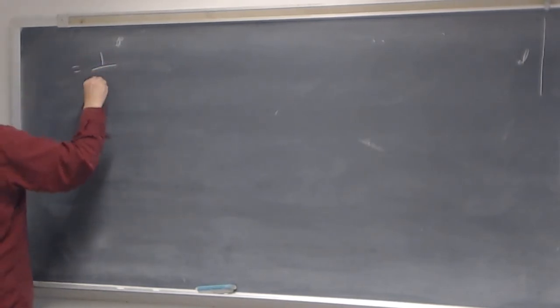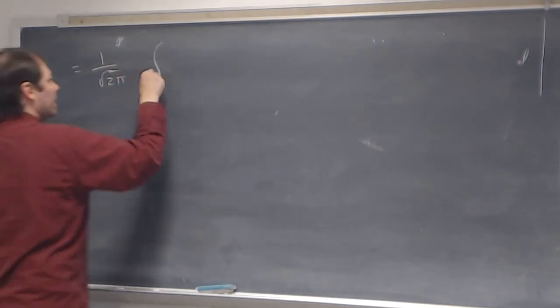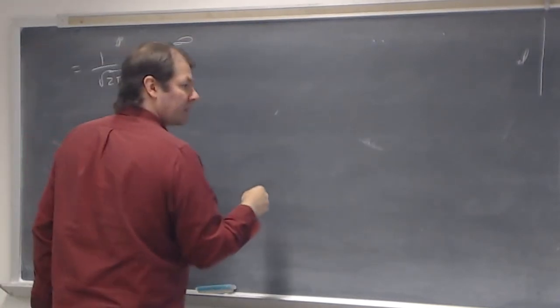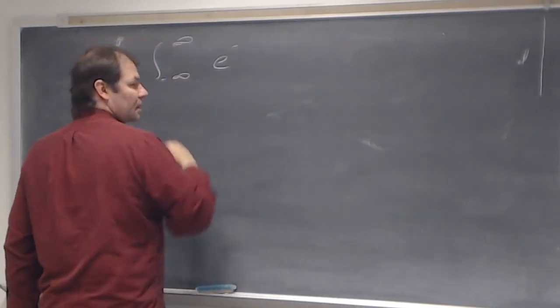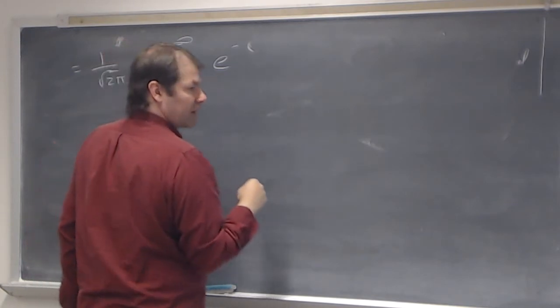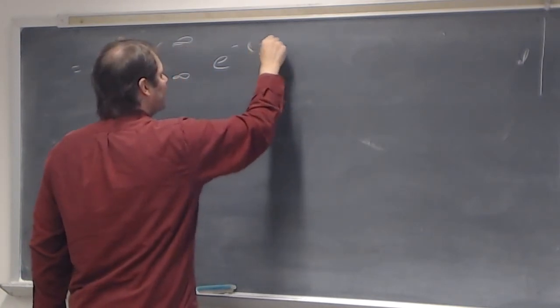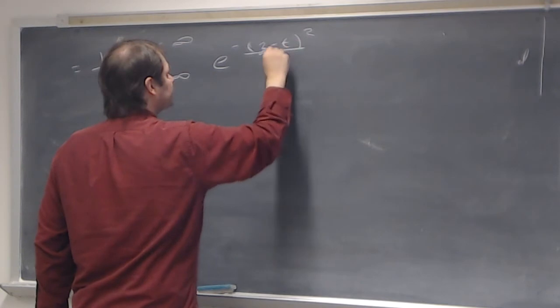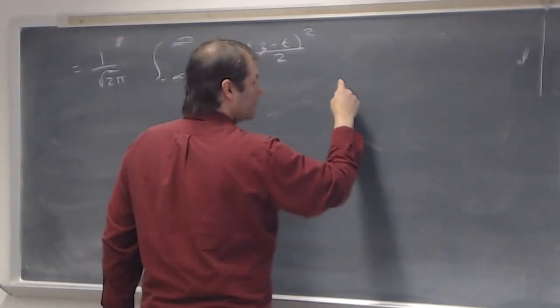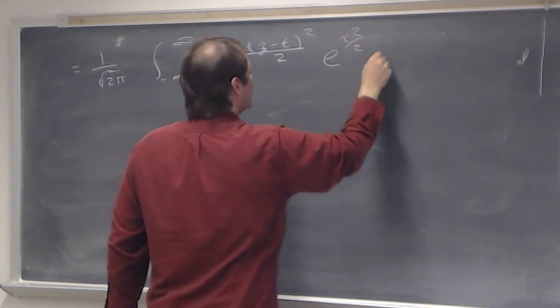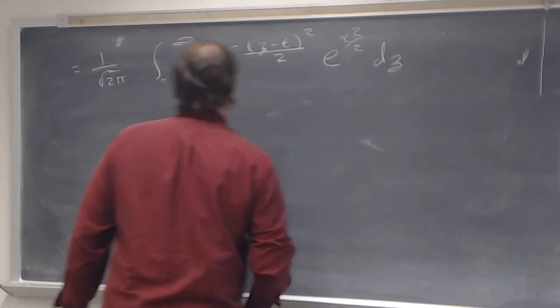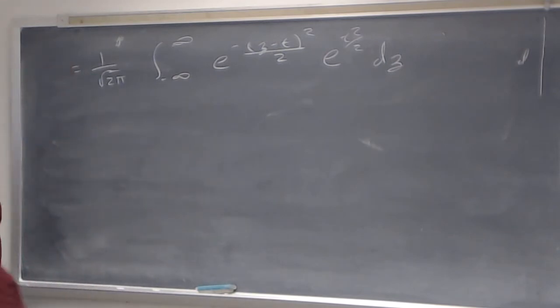Now, that can be rewritten as 1 over the square root of 2 pi, integral from minus infinity to infinity, of e to the minus, and it's a perfect square, so it's z minus t, quantity squared, over 2, and then this is going to be times e to the t squared over 2. Remember, we're integrating with respect to z. I forgot to write down that dz on the last integral.